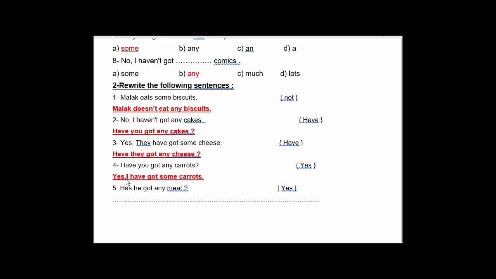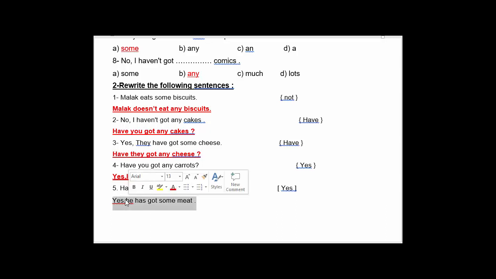Number five. Has he got any meat? Use yes. Okay, we start with yes. Yes, he has got some. We will turn any to some. Yes, he has got some meat. So the answer is yes, he has got some meat.